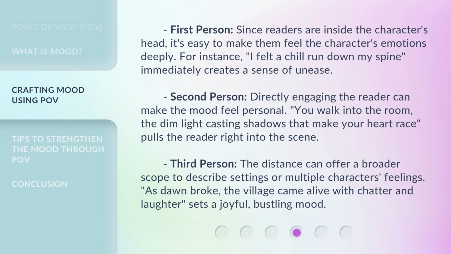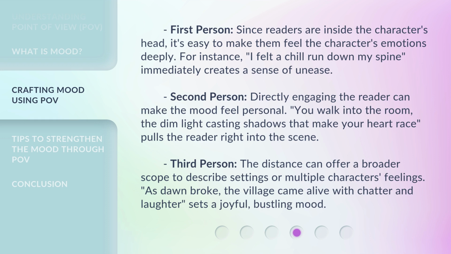First person. Since readers are inside the character's head, it's easy to make them feel the character's emotions deeply. For instance, "I felt a chill run down my spine," immediately creates a sense of unease. Second person. Directly engaging the reader can make the mood feel personal. "You walk into the room. The dim light casting shadows that make your heart race" pulls the reader right into the scene.